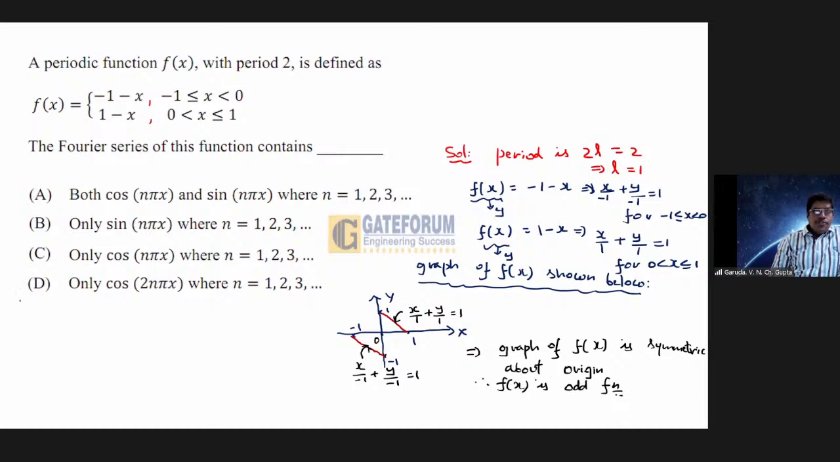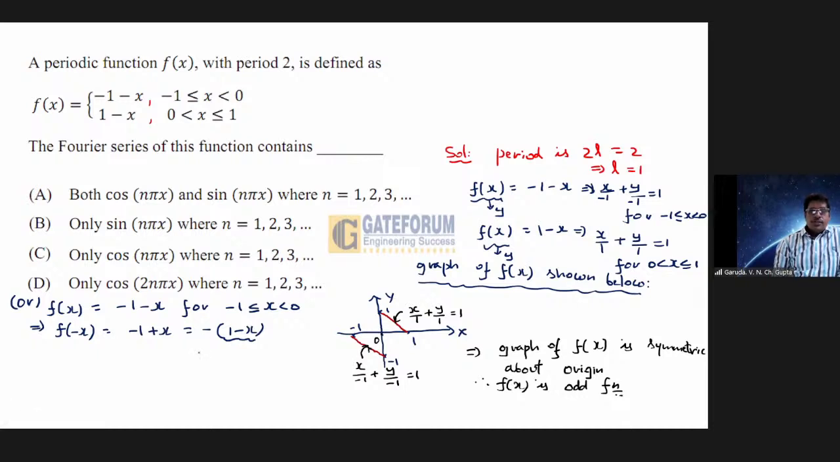Okay. Or see, if you feel difficulty about the graph, first take f of x is equal to, what is the first one? Minus 1 minus x, for minus 1 less than or equal to x less than 0. Odd function means f of minus x equals minus f of x. Substitute x is equal to minus x, so you will be getting minus 1 plus x. Here I can take minus common, 1 minus x. This 1 minus x is the other value of f(x). So this I can write as minus f(x) for x values 0 less than x less than or equal to 1. So in this case, we got f of minus x is equal to minus f of x.